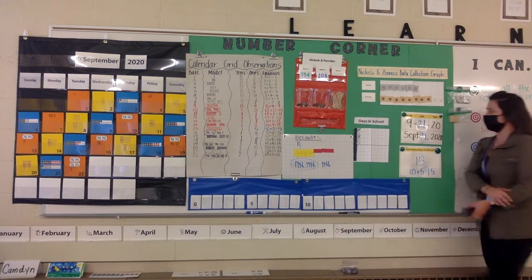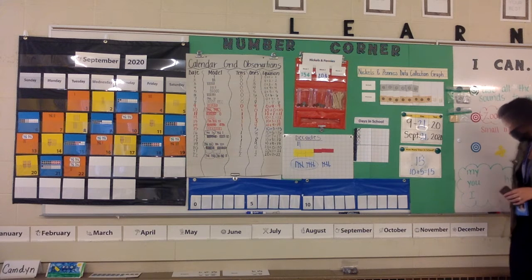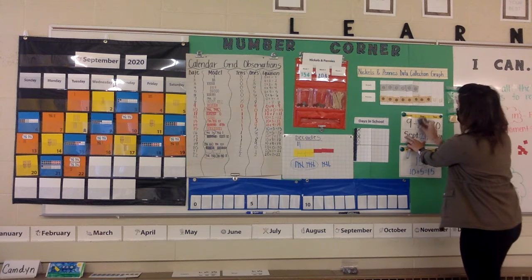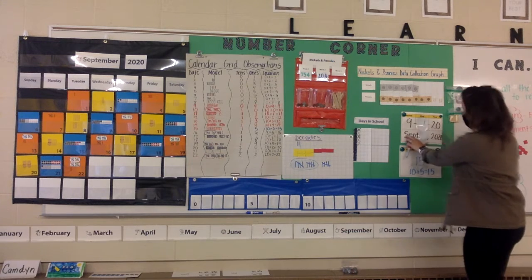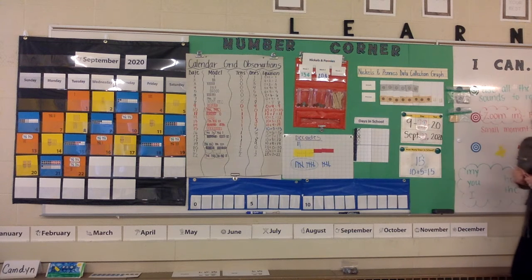What are we going to change it to? What's today? Yes. It's 22. We're going to keep our month and our year because we're still September. And it's September 22nd. Way to go, first graders.